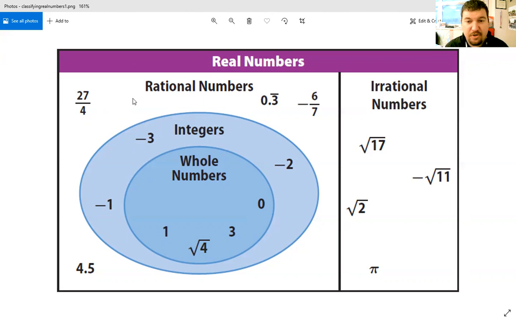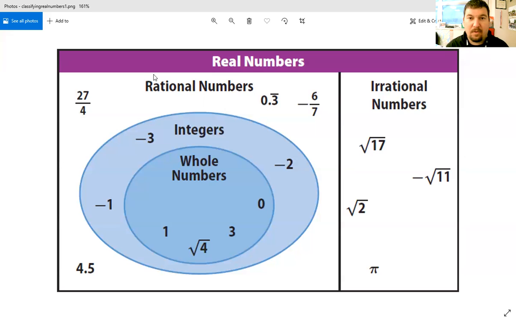And then if you have a fraction or a decimal, you can see 27/4 is a fraction, -6/7 is a fraction, 4.5 is what we call a terminating decimal, one that stops. We've actually worked with writing these as fractions and mixed numbers, so we know we can write 4.5 as a fraction. And then 0.3 repeating, as long as it repeats, you can write it as a rational number. So rational numbers are numbers that can be written as fractions, and all these numbers in this box here can be written as fractions. So repeating decimals can be written as fractions, and terminating decimals can be written as fractions.